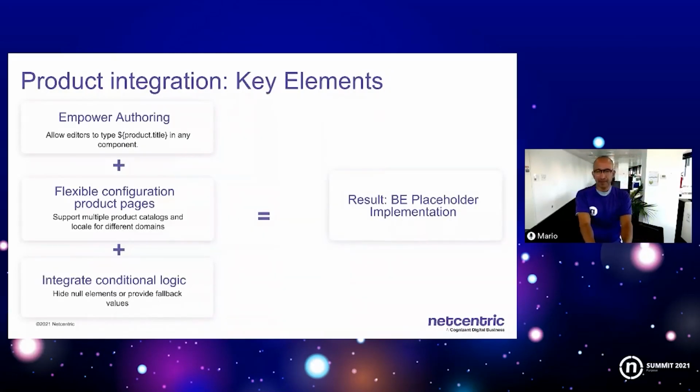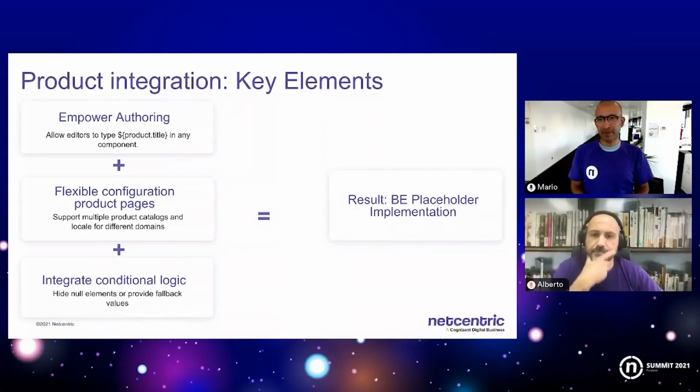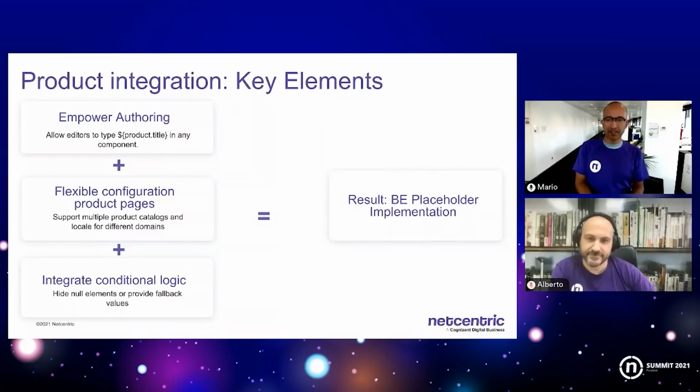So in a little bit of a summary, what we have seen here is that we empower the authoring. Editors can select exactly what property, to the most flexible level. You can actually have a current configuration. We have a context-aware configuration that allows you to select different product catalogs and locales. And you can also integrate conditional logic.